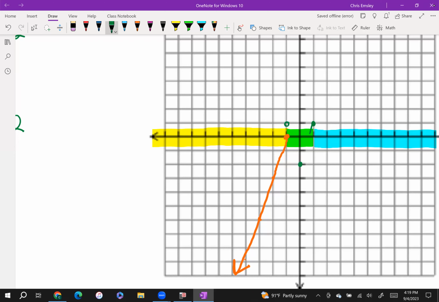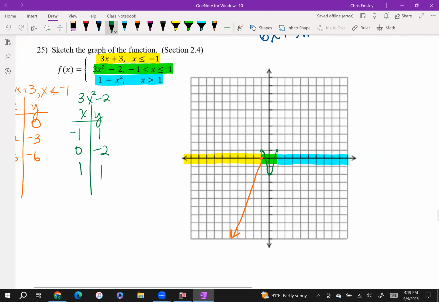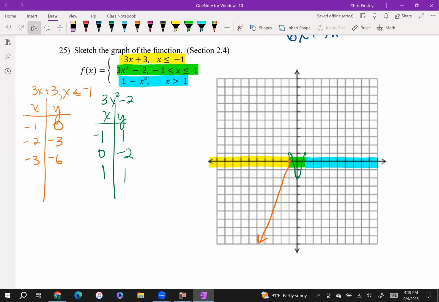And then we draw a nice little parabola connecting those 3 points, just as good as you can draw it. That's not perfect, but it's good enough. There's the middle part of our graph for values between -1 and +1.